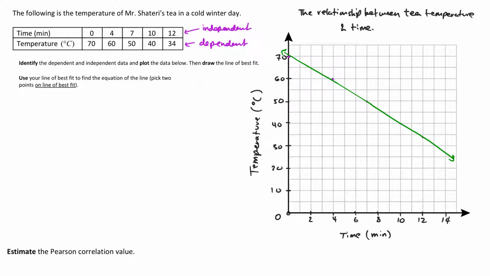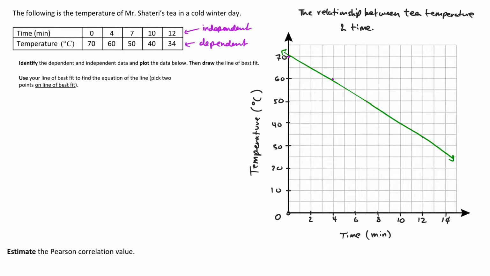Now, we've answered the first question. The second question says to use the line of best fit to find the equation of the line. So we're trying to find the equation of this line, and it gives us a hint over here. This hint isn't always given to you, but you need to pick 2 points from the actual line.